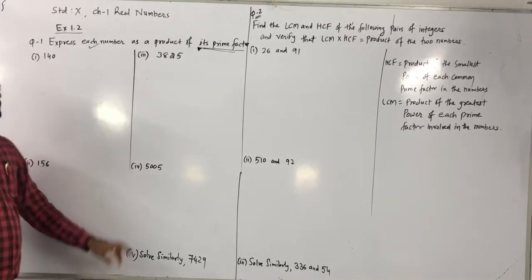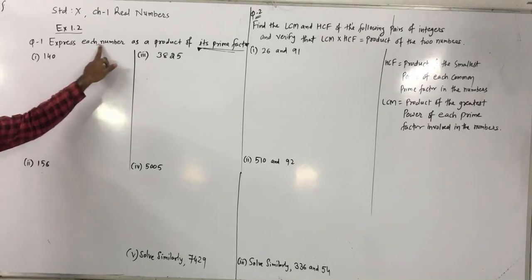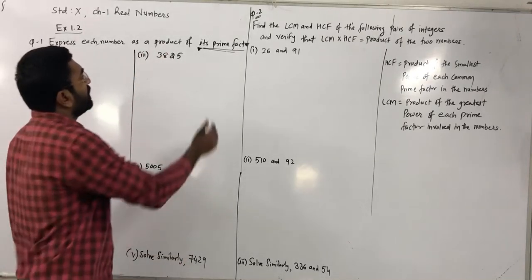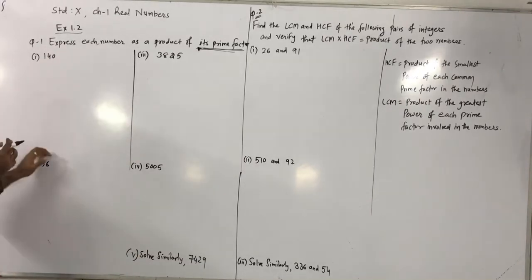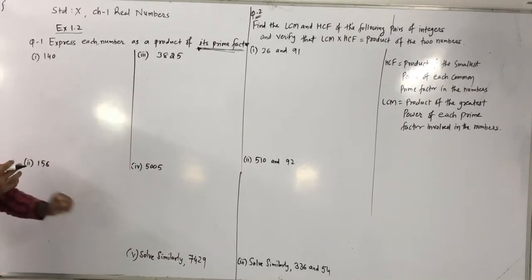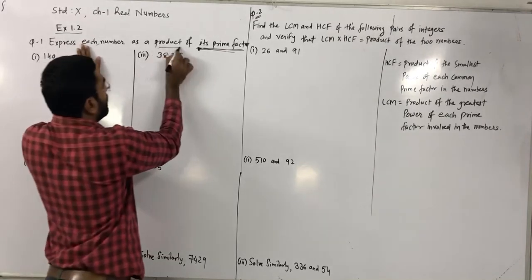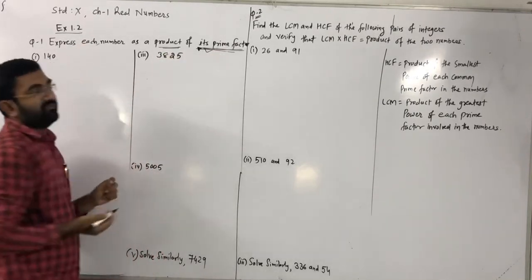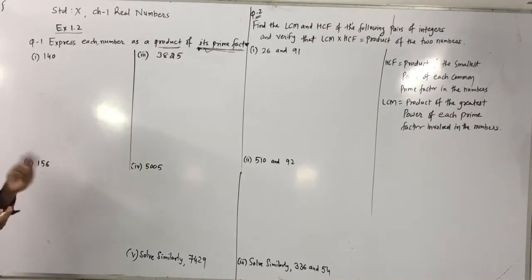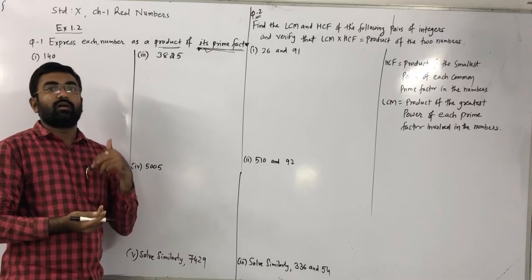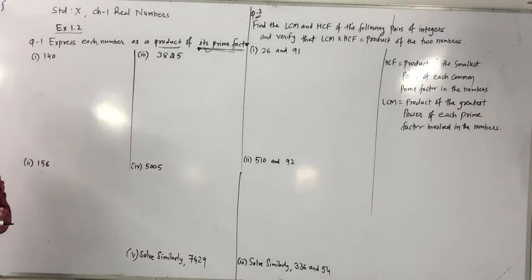See, in the first question, we have to express each number as a product of its prime factors. Here they give different numbers, right? Five questions are given. In our previous period, we defined prime numbers: a number that has only two factors, one and the number itself. This is called a prime number, right?